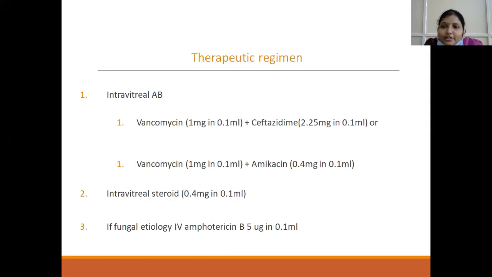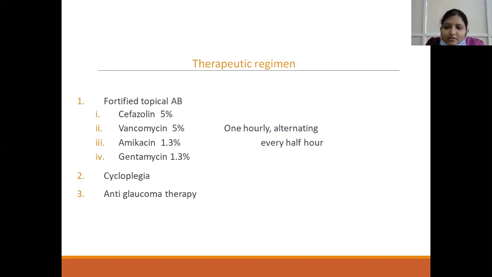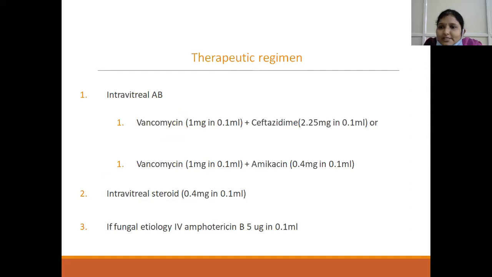The main antibiotics of choice: we have to give a combination of antibiotics, one which deals with gram-positive cocci and another drug which deals with gram-negative bacilli. So we have to choose a combination. The first choice of combination is vancomycin 1 mg in 0.1 ml with ceftazidime 2.25 mg in 0.1 ml. A second choice alternative is vancomycin with amikacin. Amikacin dosage is 0.4 mg in 0.1 ml.